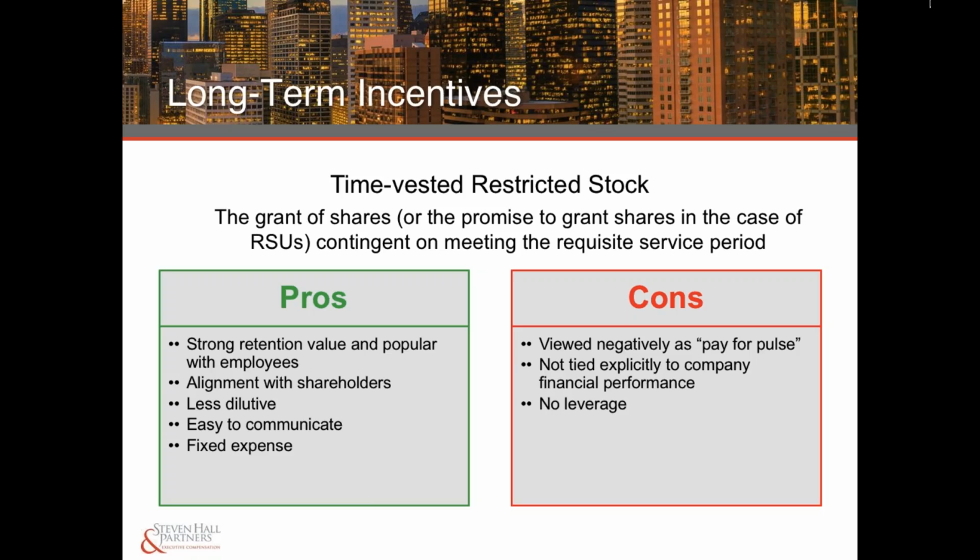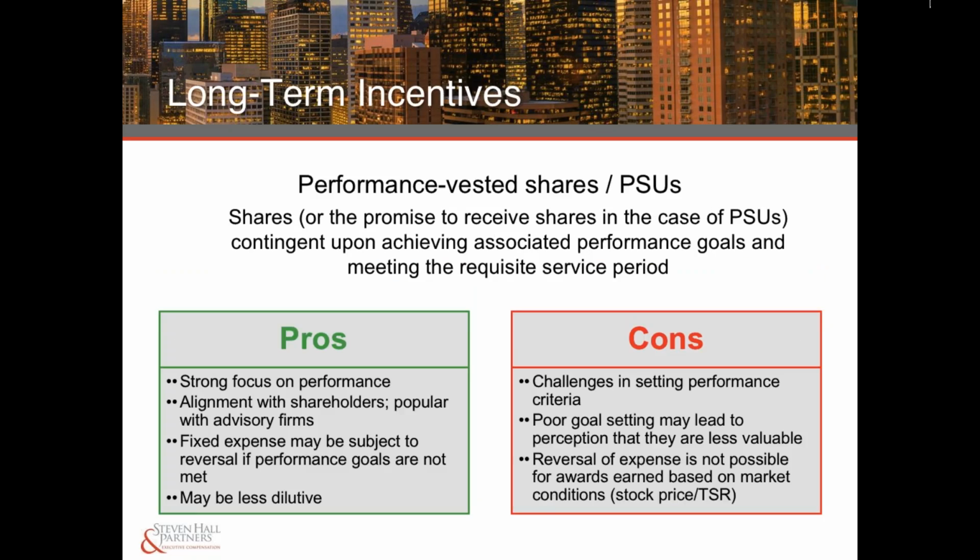And it is aligned with shareholders in that if the stock price goes up from the date of grant until vesting, you're going to have more than what you would have had. On the negative side, it can be viewed as pay for pulse. So again, if you just fog the mirror and you're there for 3 years, you're going to get your stock award vesting. You're also not tied to company financial performance, and there is not that leverage. So if you really exceed stock price performance over time, you're usually better off with options because you're going to have more of them.